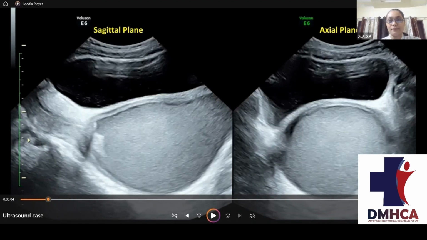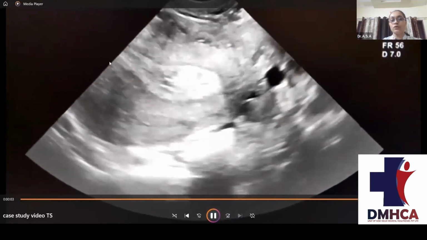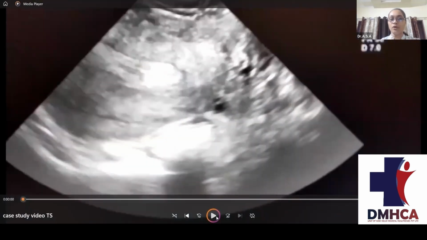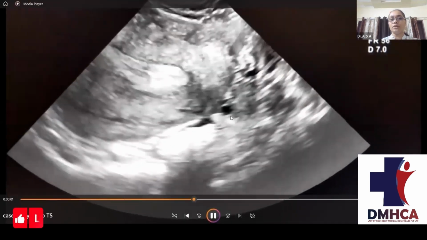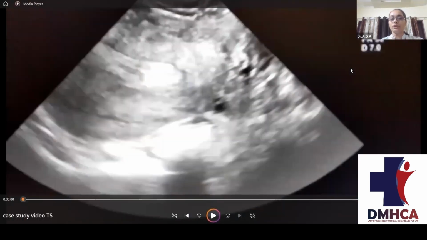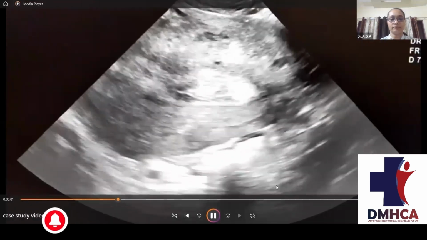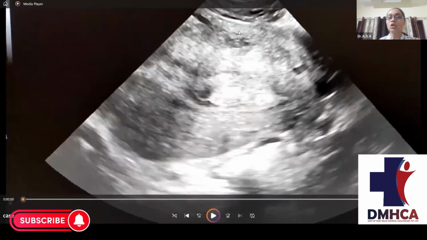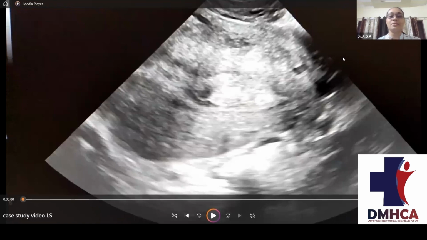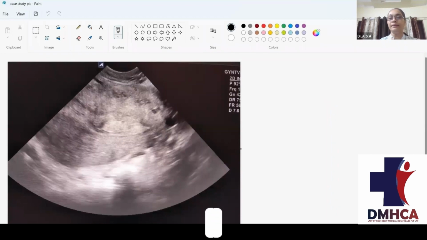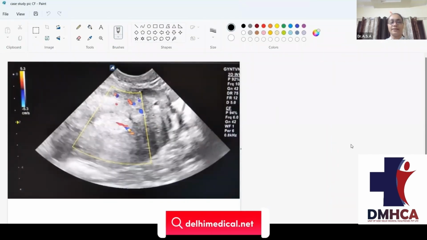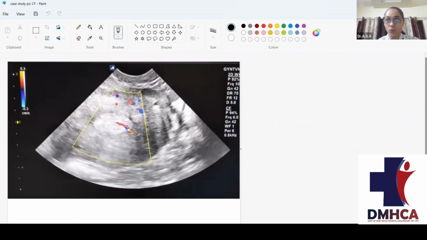Now I'll show you another case. This is the transverse view of the uterus. Observe what you are seeing. First video, this is the second video. This is the longitudinal view of the uterus. I'm giving you a hint. This is the uterus, the longitudinal view of the uterus. This is the finding. This is another picture of the finding. I'll play it once again and you all tell me what you saw.